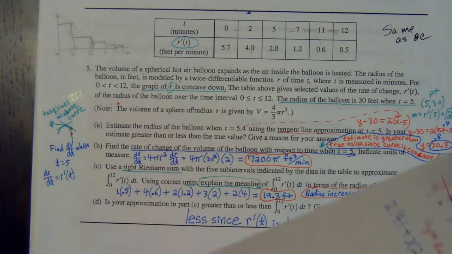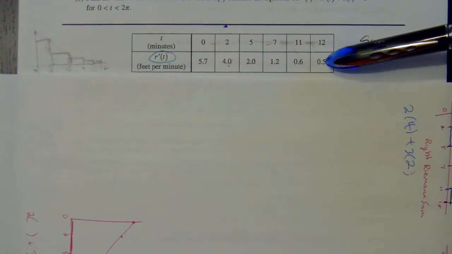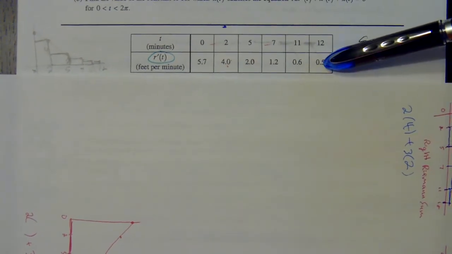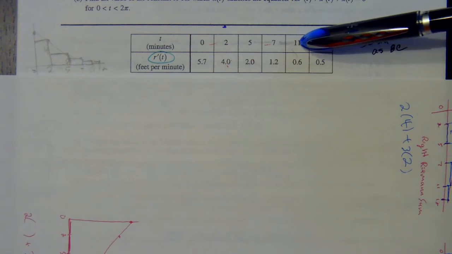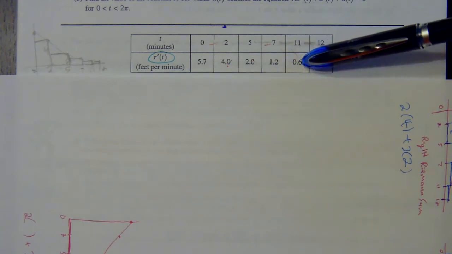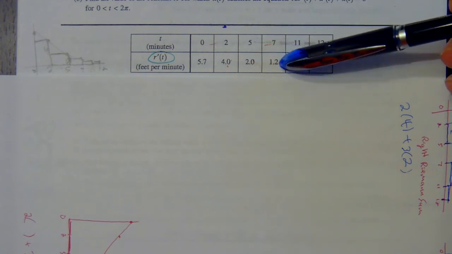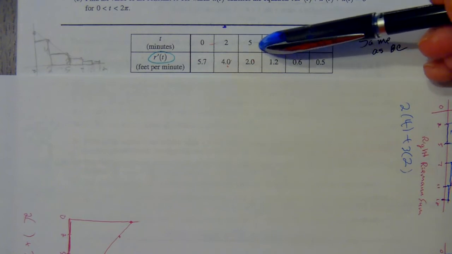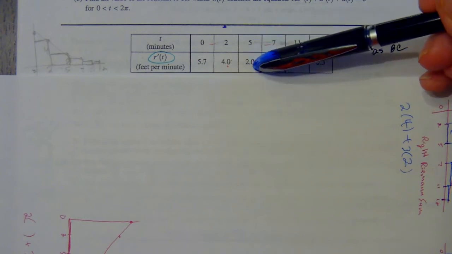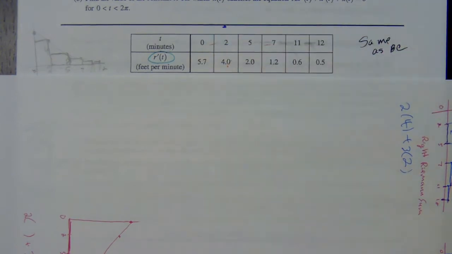Now I actually will do both. All right, let me explain it first and then we can write that down so you have it. When I do a right Riemann sum, here's what we're gonna do. I'm gonna do 0.5 times the distance between 11 and 12, which would be 1. And I'll go plus 0.6 times the distance between 7 and 11, which would be 4. And then I'll go plus 1.2 times the distance between the 5 and 7, which is 2, plus 2 times 3 plus 4 times 2. That's a right Riemann sum.